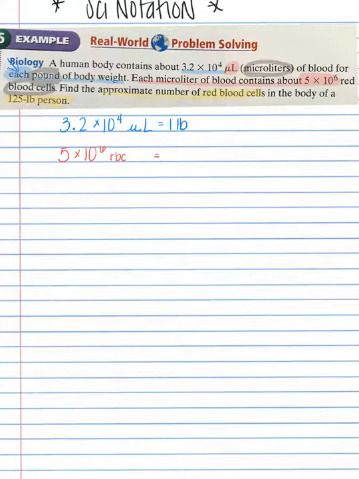equals what? Well, let's go back. Each microliter of blood contains... Oh, this is the same as equals. So that's each microliter, in this case, 1 microliter. Okay, and I want to know how many red blood cells are in the body of a 125-pound person.